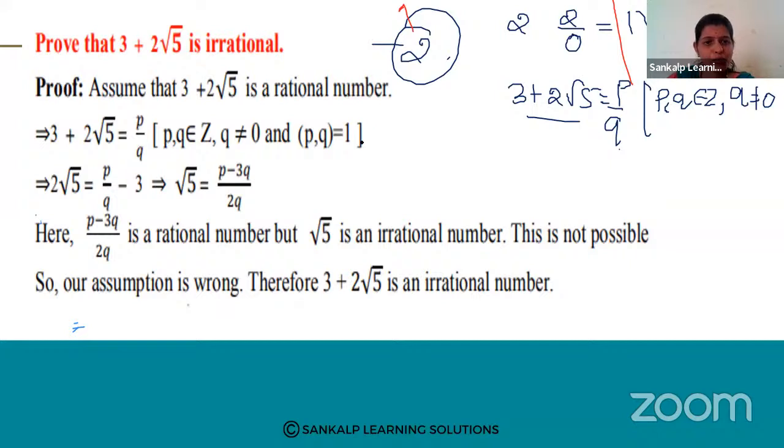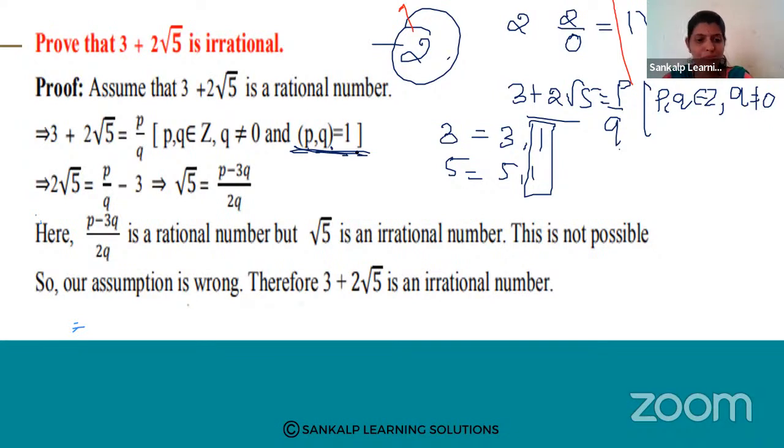Next, HCF of P and Q is equal to 1. These are co-primes. Co-primes. That means P and Q have the common factor 1. Okay, there is no other common factor. Only 1 is a common factor for P and Q, so we say co-primes. Why? Because see, if I consider 3 and 5. What are the factors for 3? 3 and 1, and 5, 5 and 1. So 1 is common. Therefore, P and Q have only 1 as a common factor.